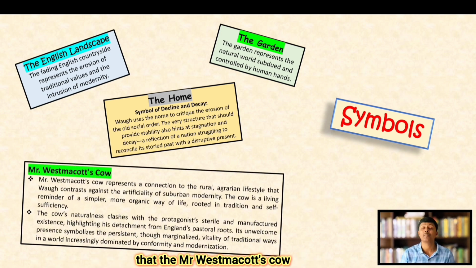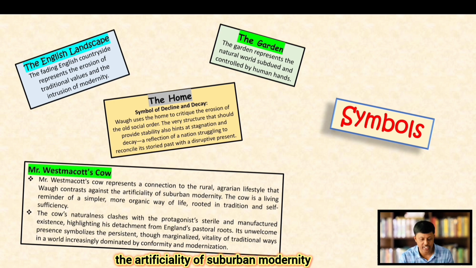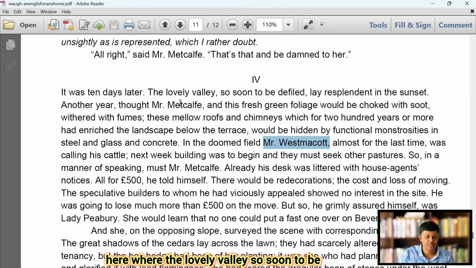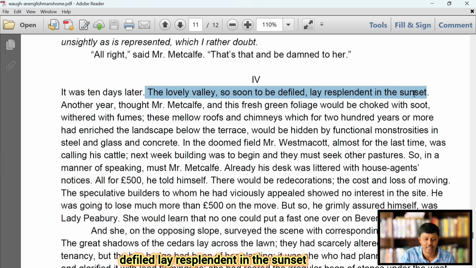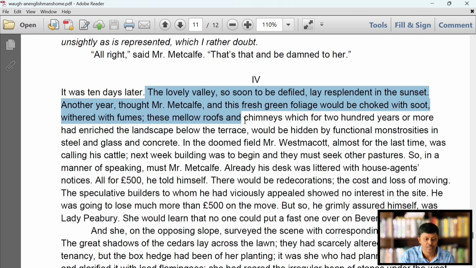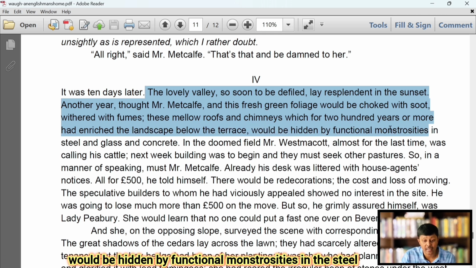Another symbol is Mr. Westmacott's cow. It gives a connection to the rural agrarian lifestyle that Waugh contrasts against the artificiality of suburban modernity. And for that, let me show you the textual examples here, where the lovely valley so soon to be defiled lay resplendent in the sunset. Another year, thought Mr. Metcalfe, and its fresh green foliage would be choked with soot, withered with fumes. These mellow roofs and chimneys, which for 200 years or more had enriched the landscape below the terrace, would be hidden by functional monstrosities in steel and glass and concrete.